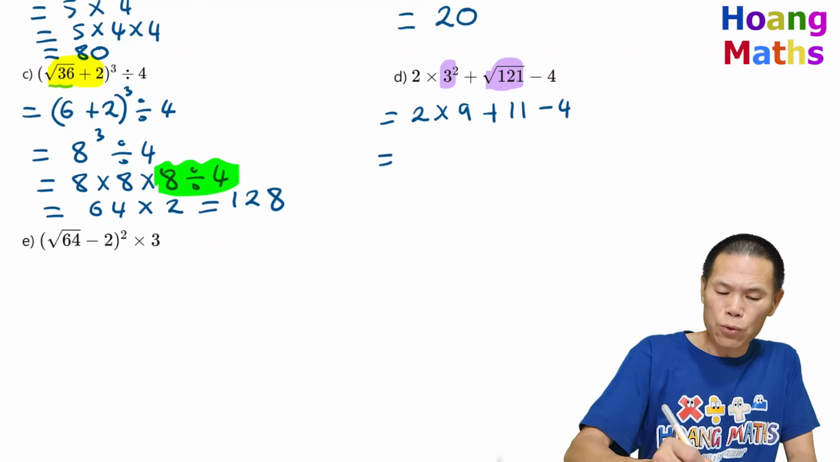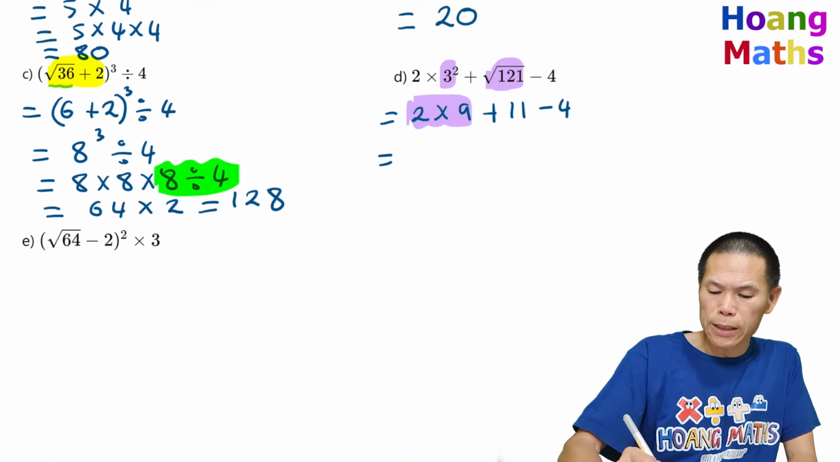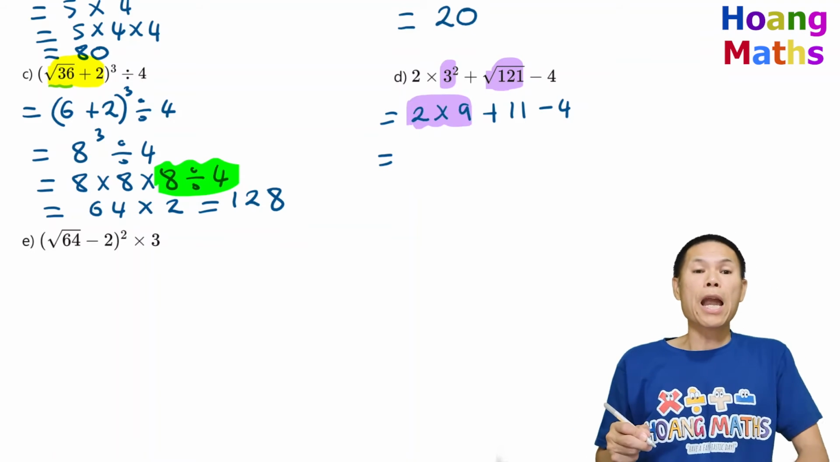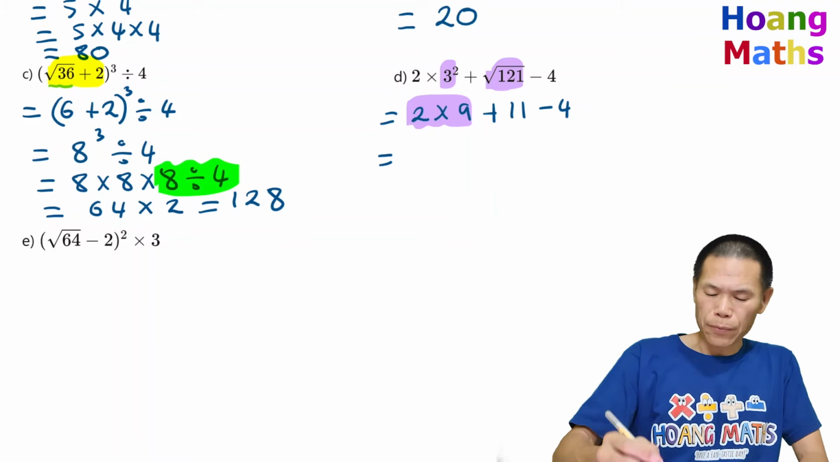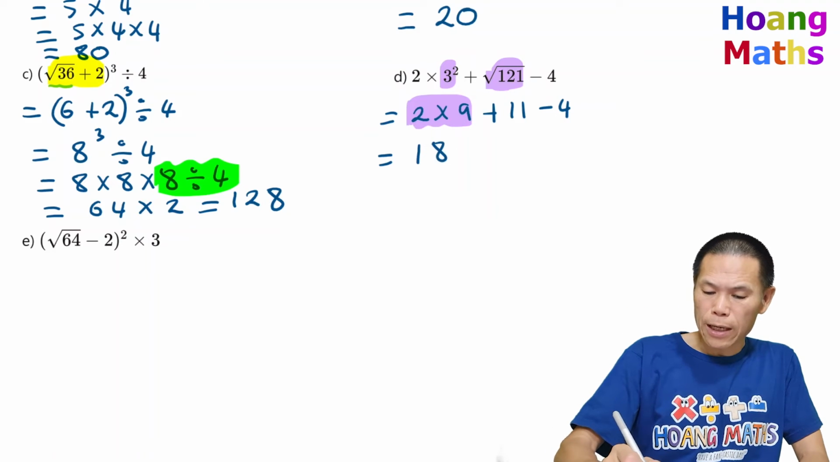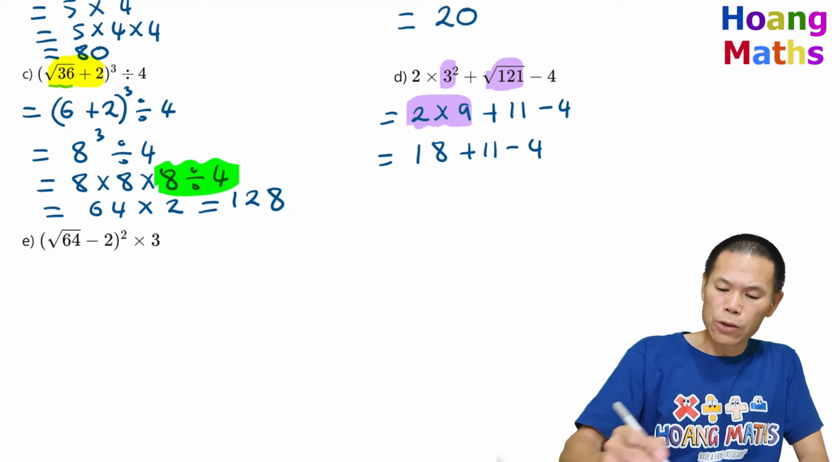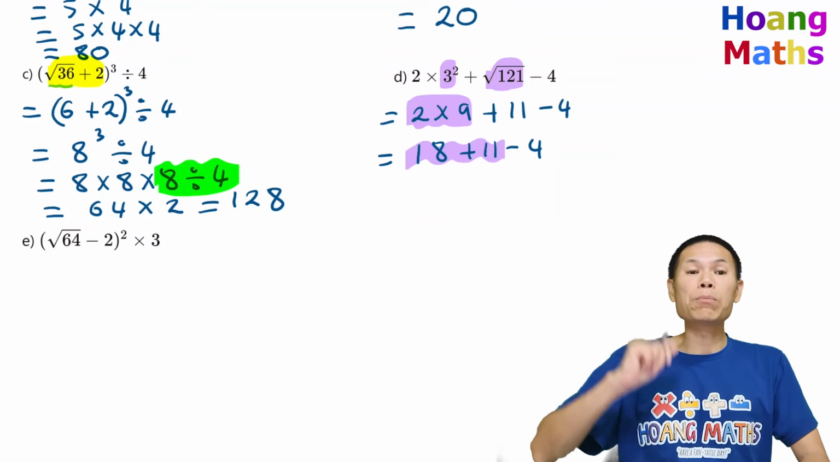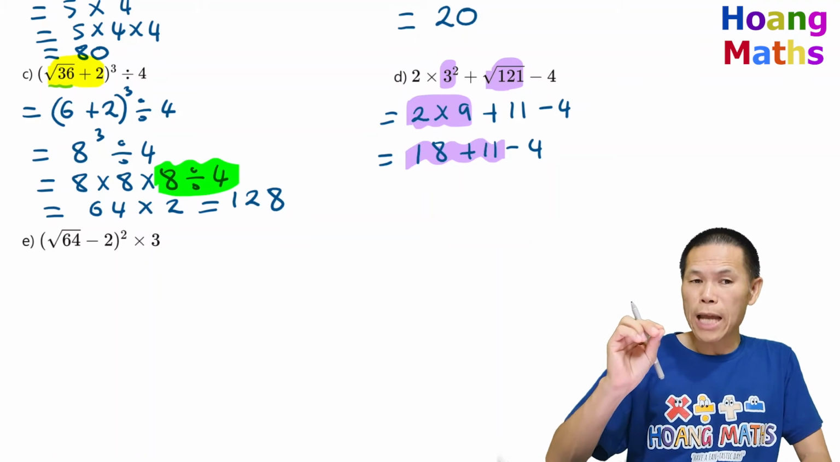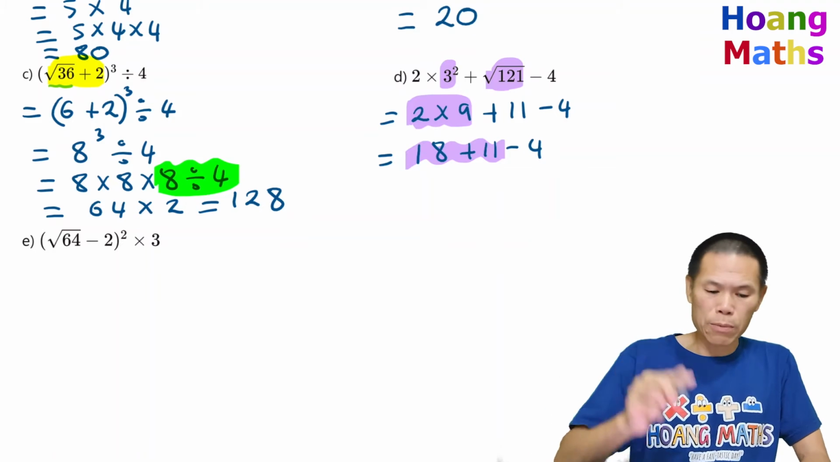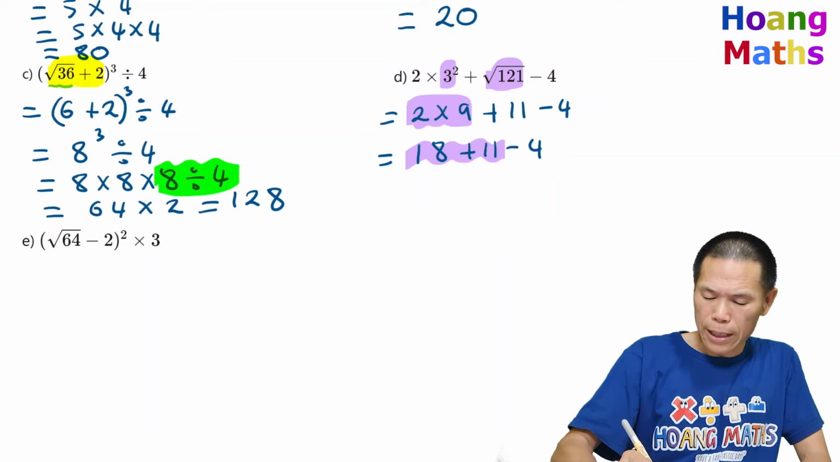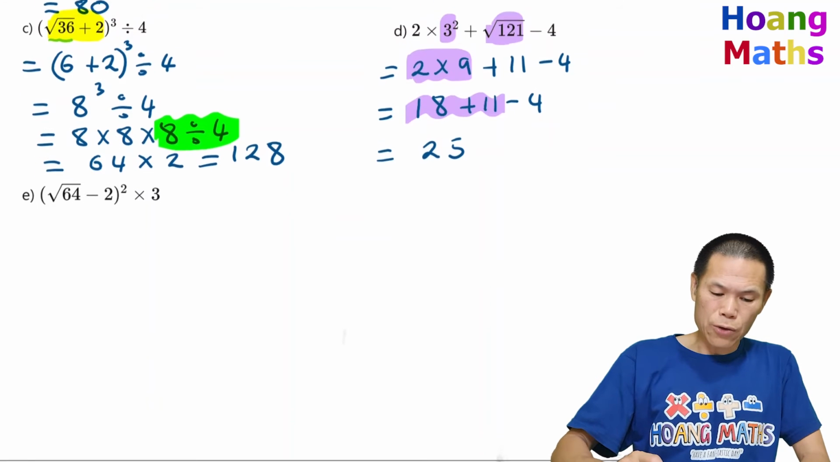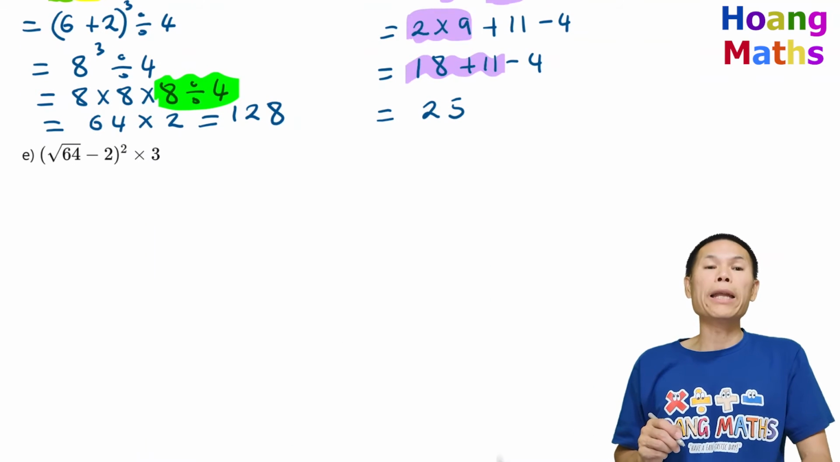Then we have to work out multiplication first. So 2 times 9 gives me 18. So that is 18, we add 11, we minus 4. What I can do is just add these two together. So 18 plus 11 gives me 29, and we minus 4 gives me 25. So the answer is 25. So there you go. Now let's do part E.